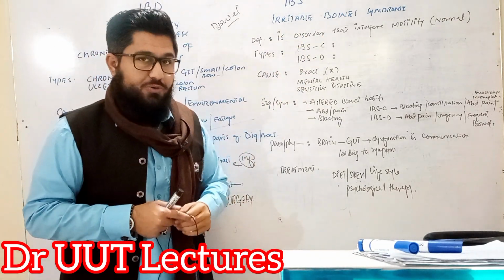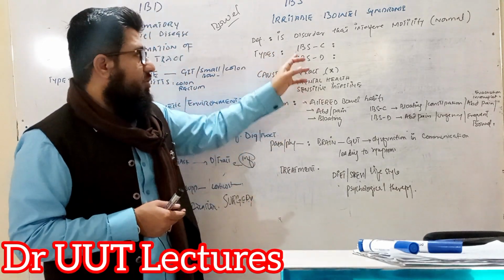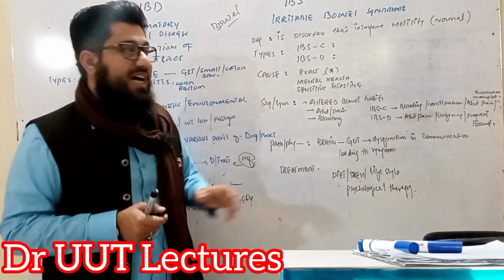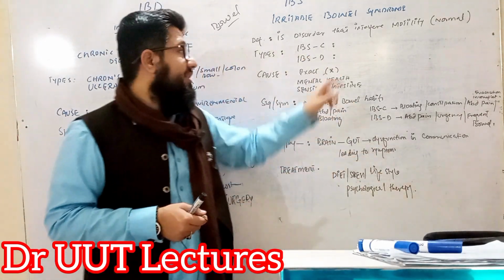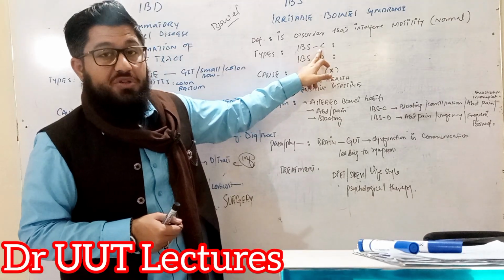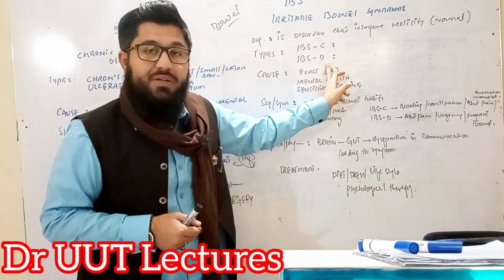Okay, irritable bowel syndrome. Now we have two types of irritable bowel syndrome. One is called IBS-C, another one is called IBS-D. Now what is IBS-C? Simple, irritable bowel syndrome constipation type. In this we have a patient who is complaining of constipation, and IBS-D is a patient telling us that the patient is having diarrhea.